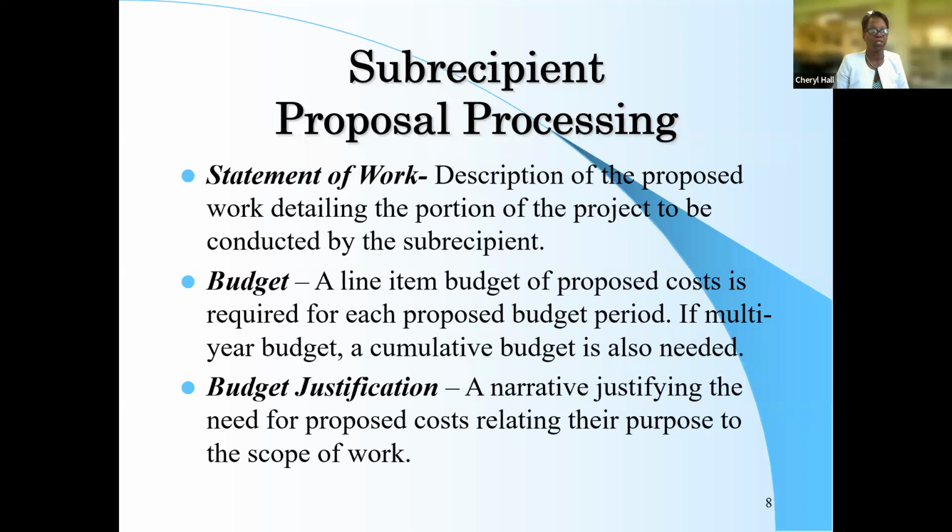We ask for a budget. A line item budget of proposed cost is required for each budget period. If it's one budget period, it's one cumulative budget. If it's a multi-year budget, we get a budget for each individual year and then a cumulative budget of all years rolled together. We also request a budget justification, which is a narrative of those line items, justifying the need for those proposed line item costs and how they relate to the purpose of the scope of work.